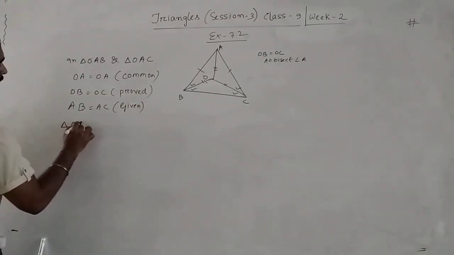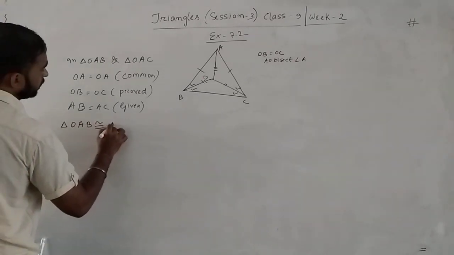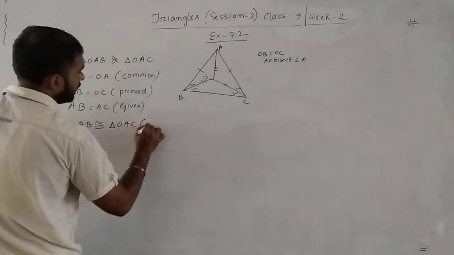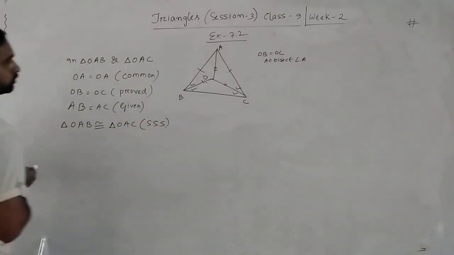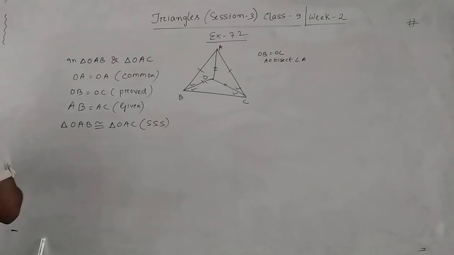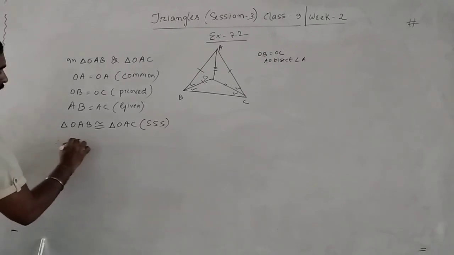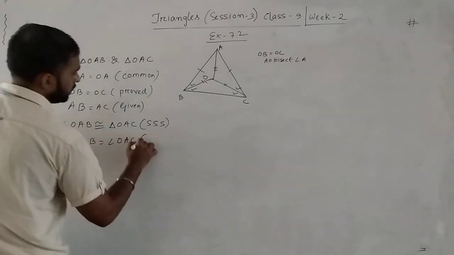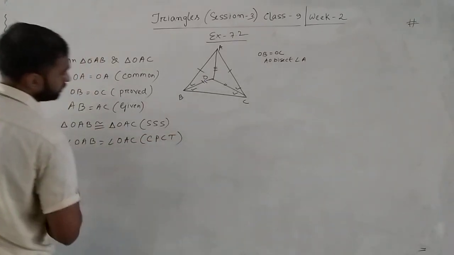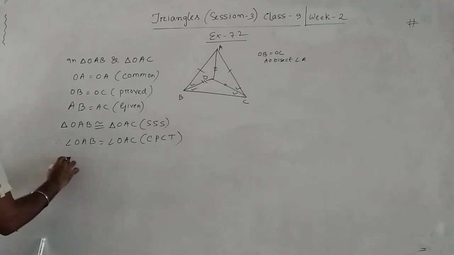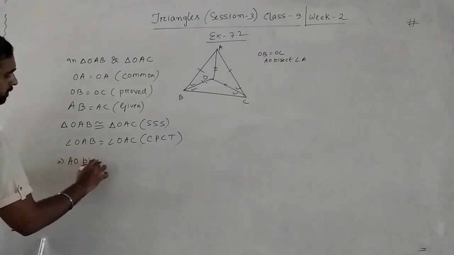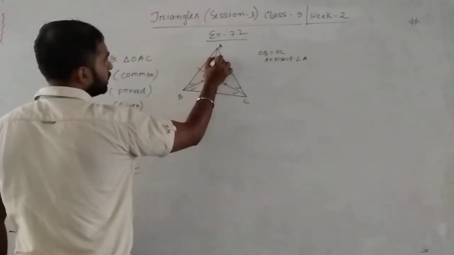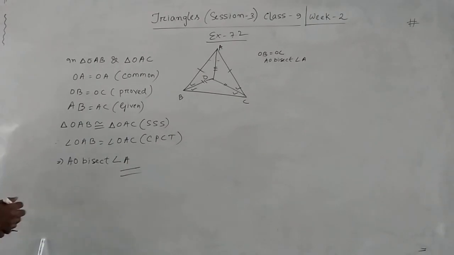Therefore triangle OAB is congruent to triangle OAC by SSS. Therefore angle OAB equals angle OAC, that is CPCT, which implies AO bisects angle A, because if these two angles are equal, then AO bisects angle A.